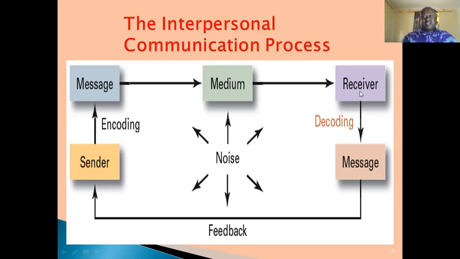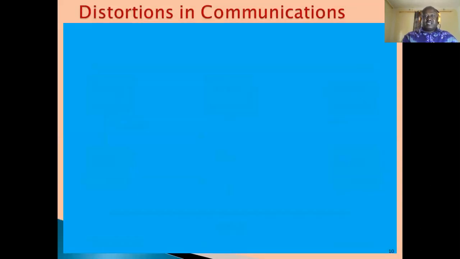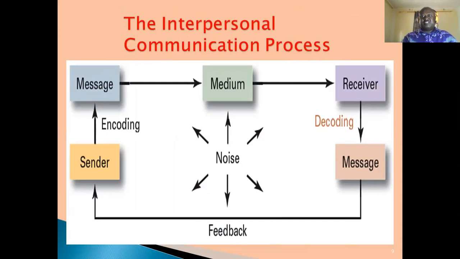And the receiver here will decode the message, trying to understand its meaning. After understanding the meaning of the message, he will give feedback to show that he has understood the message. Then the communication will be complete. However, as communication occurs, there is always noise, which is distortion. It interferes with communication and will make communication very difficult.